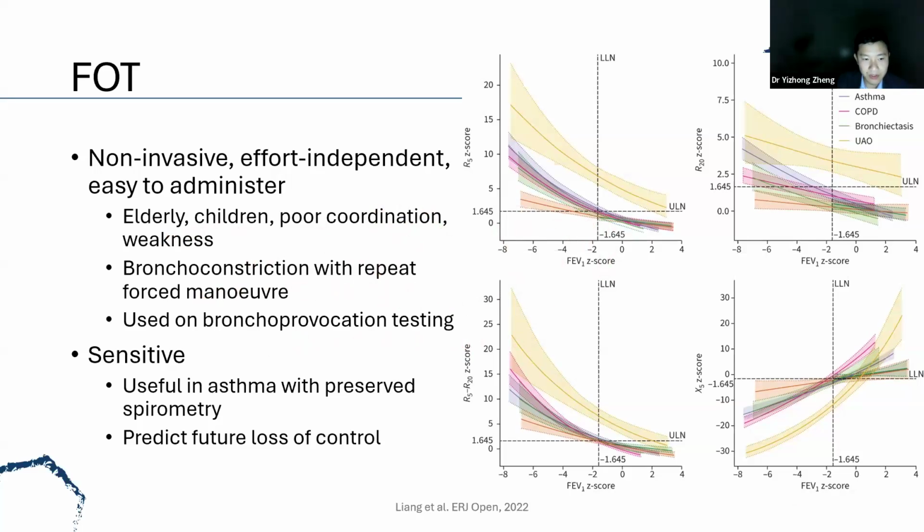It's also more sensitive, so useful in asthma with preserved spirometry, where patients have suggestive symptoms, but each time they come to the lung function lab or to your clinical practice, the spirometry is normal. And then peak flow, which is more of a large airway function, doesn't pick up any significant variability. It can predict future loss of control and predict early disease, such as in those with COPD.